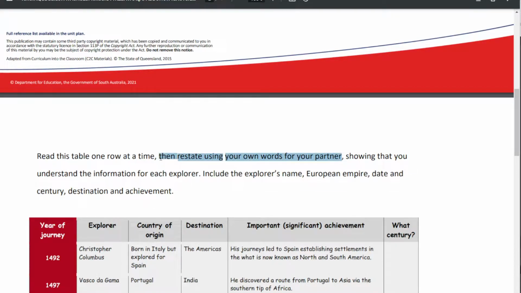All right, don't worry about this because you're doing it individually. Showing that you understand the information for each explorer. Include the explorer's name, European empire, date and century, destination and achievement.